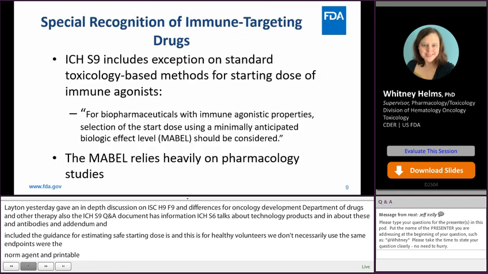And these studies are the primary data used to determine the starting dose for first-in-human trials, with the exception of some of the immune targeting drugs, which ICH S9 does call out an exception on the standard toxicology-based methods of the starting dose for some of these immune agonists. And you can use a MABEL to support those starting doses. And the MABEL relies heavily on pharmacology data.